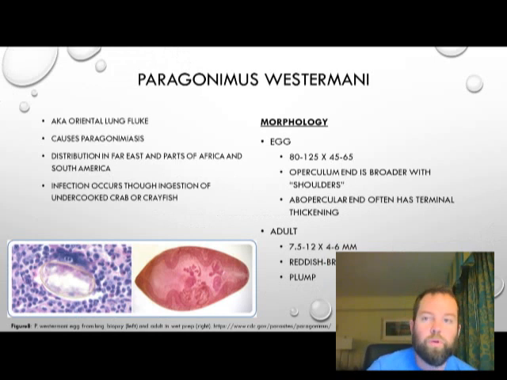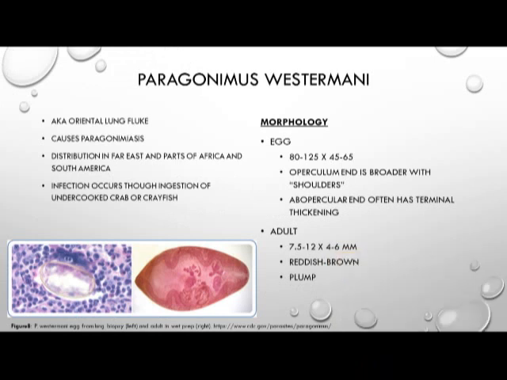In this presentation, we're going to discuss the first organism, Paragonimus westermani, also known as the Oriental lung fluke. Infection with this organism causes paragonimiasis. This organism can be found in areas of the Far East, Africa, and South America, and infection occurs when a human host ingests the metacercaria contained in an undercooked crab or crayfish.